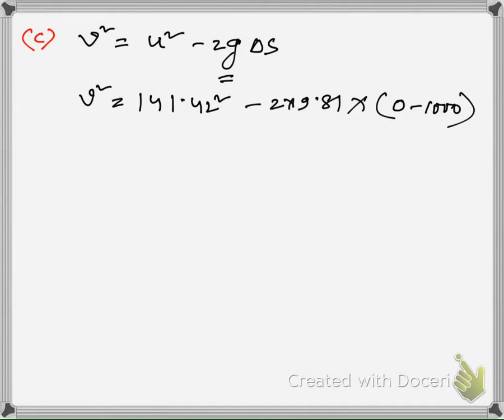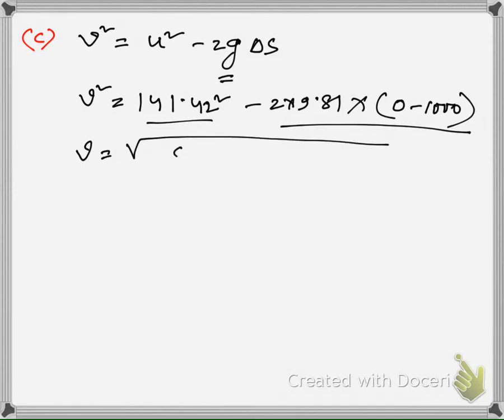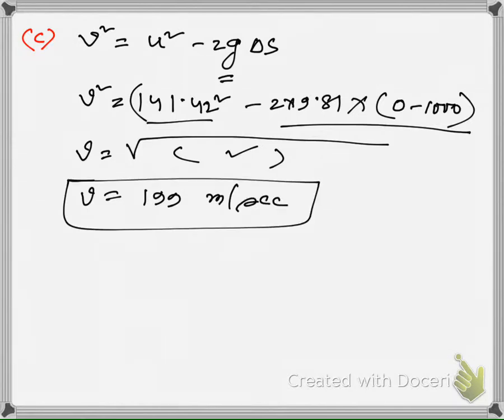Again, it's all numerical values on the right side, so we can find v if we take the square root of the thing that is here, and we get the final velocity, which is 199 meter per second. So we got the final velocity. That was our question part C. So we have solved all the problems.